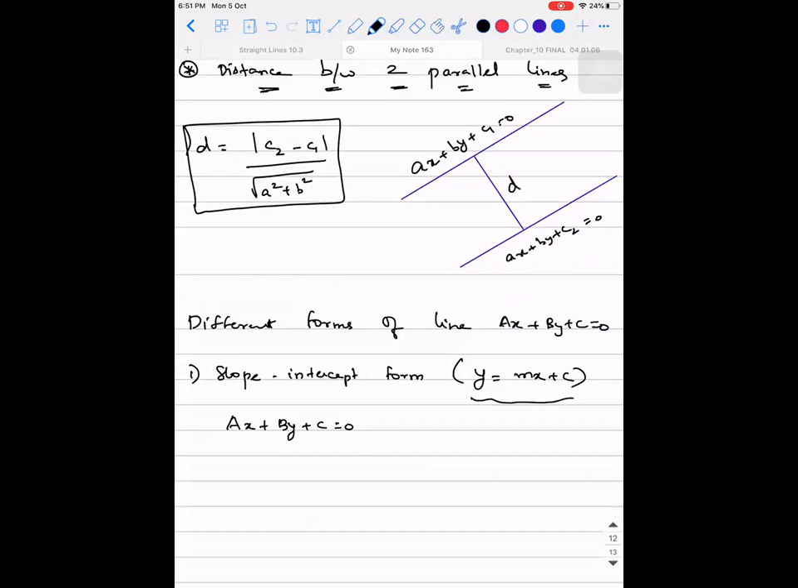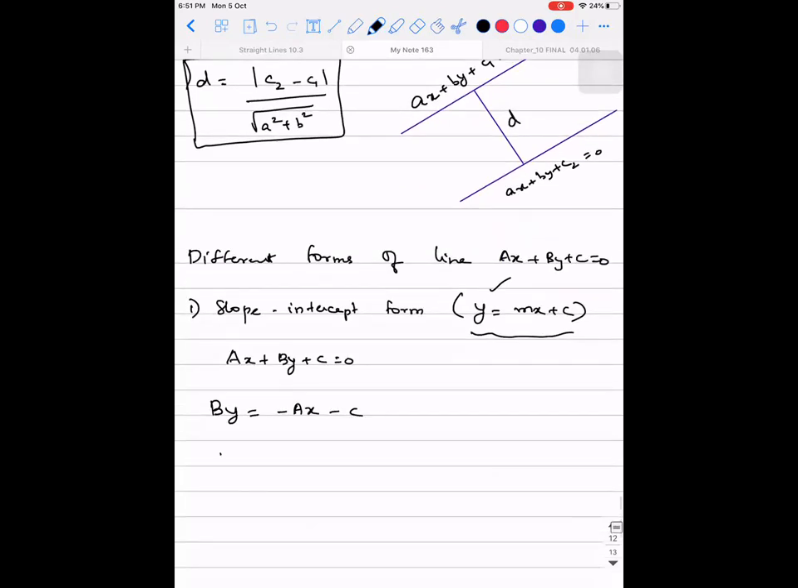So for that, if you observe the general equation, if you observe the equation that is required, left hand side should have only y associated with it. If that is the case, can I write by is equal to minus ax minus c? So y will be equal to minus a by b into x minus c by b. Do you guys understand what I did? I just rearranged the equation.